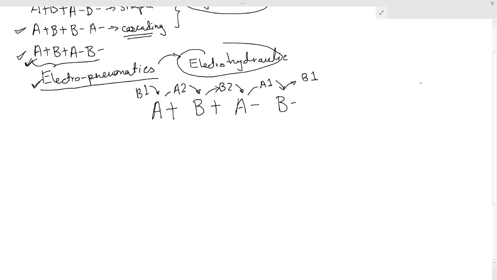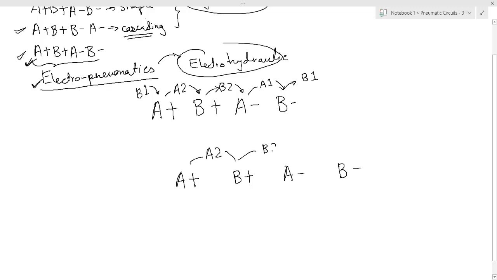Additionally, what do we have to do? We have to divide this into groups. I will write this over here: A plus, B plus, A minus, B minus. It is A2 over here, B2 over here, A1 over here, and B1 over here. Next step that we have to do, we have to divide this into groups. So the group will start from here.